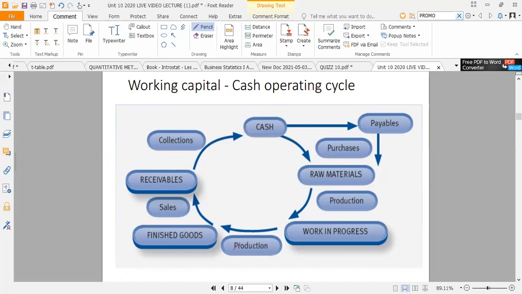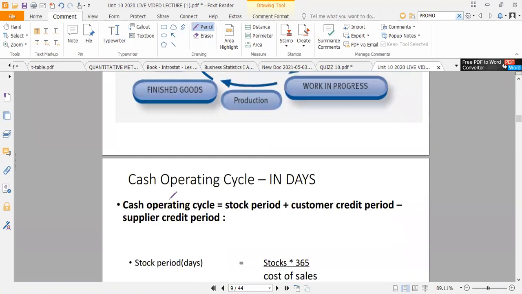So this was done mainly under what we call the ratio analysis. This is how monies hover around in what we call the cash operating cycle, the COC. To calculate the cash operating cycle, we take the stock period, add what we call the customer credit period, then subtract what we call the supplier credit period.